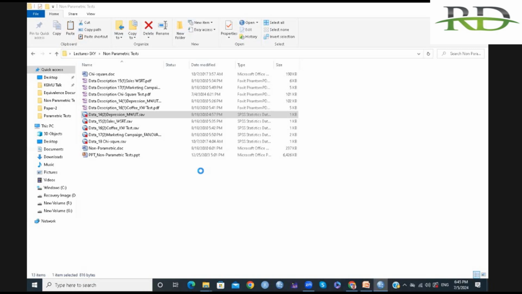Sir, I have a query. Sir, depression is generally measured on scales and scores, so it should be non-parametric. Yeah, that is why we are doing the examples of non-parametric. What are you thinking, independent t-test? No, I have not said independent sample t-test at all. It is an independent sample.